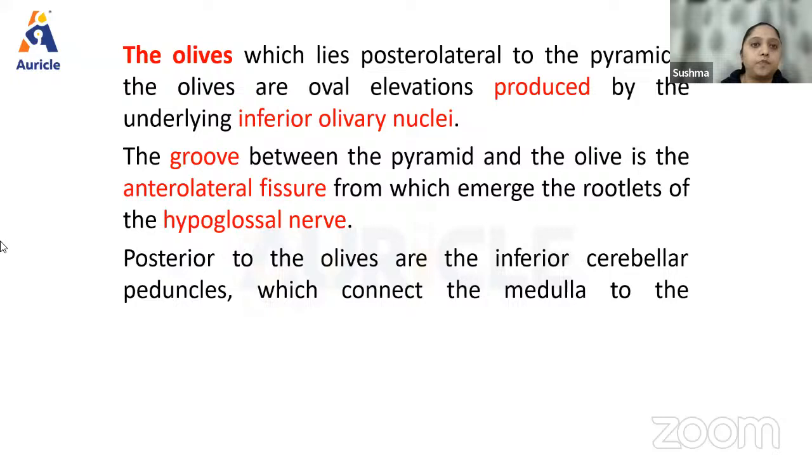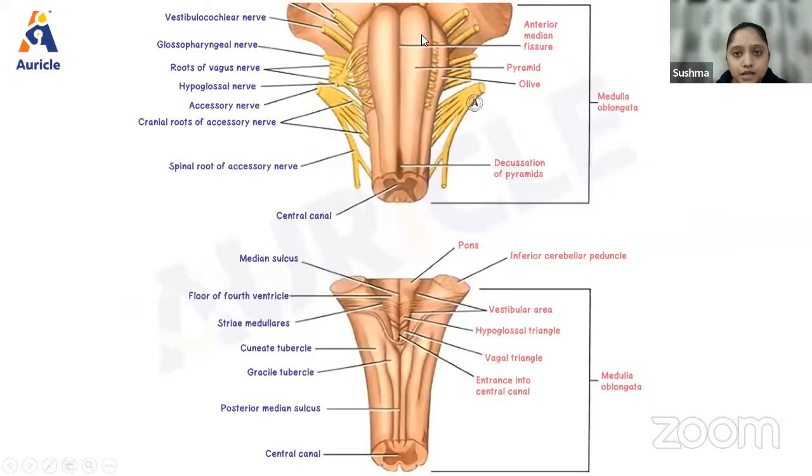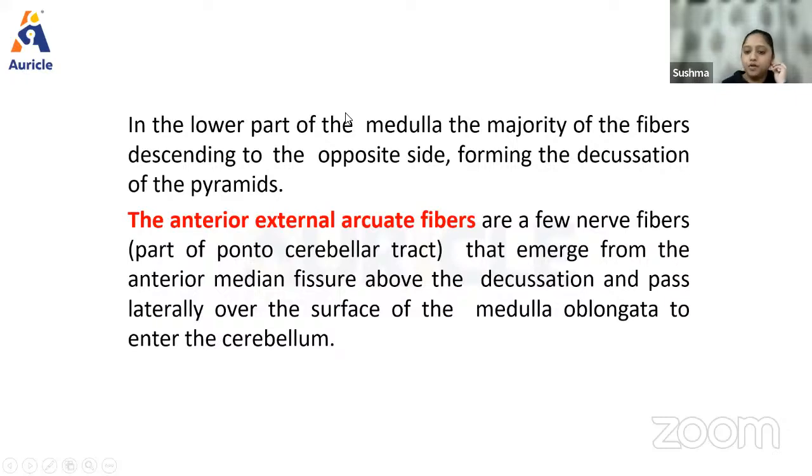Next, we have the anterior median fissure, then the pyramids. Lateral to the pyramids, we have structures called the olives, which are formed by the inferior olivary nucleus. Look at the diagram. This is the anterior median fissure, then the pyramid, then the olives. This is the order you have to remember.